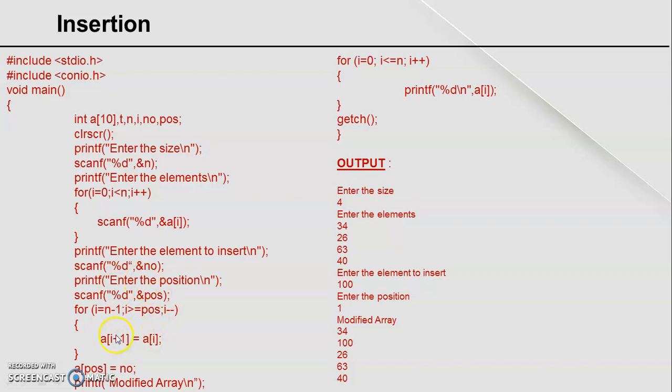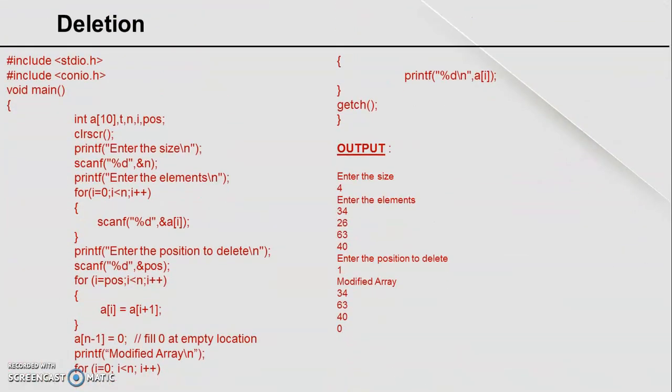So this is what we are doing over here. We are shifting each element. Once the space has become vacant for inserting the new element, we insert by writing the command A of pos equal to number. So 100 will be inserted over here. Then after performing all this, I am printing my modified array. So this is the output: 34, 100, 26, 63 and 40. I hope this is clear to you.